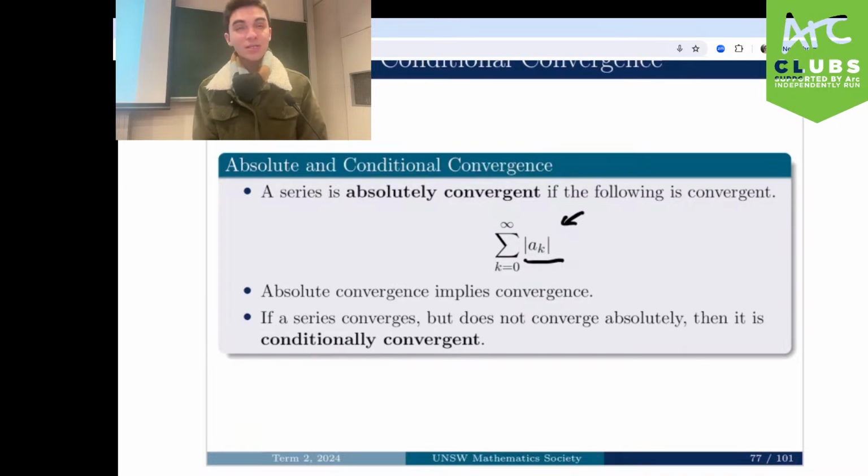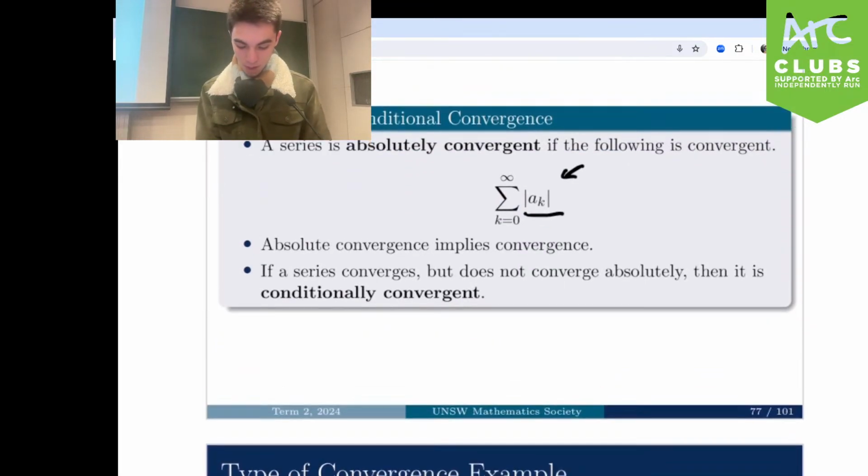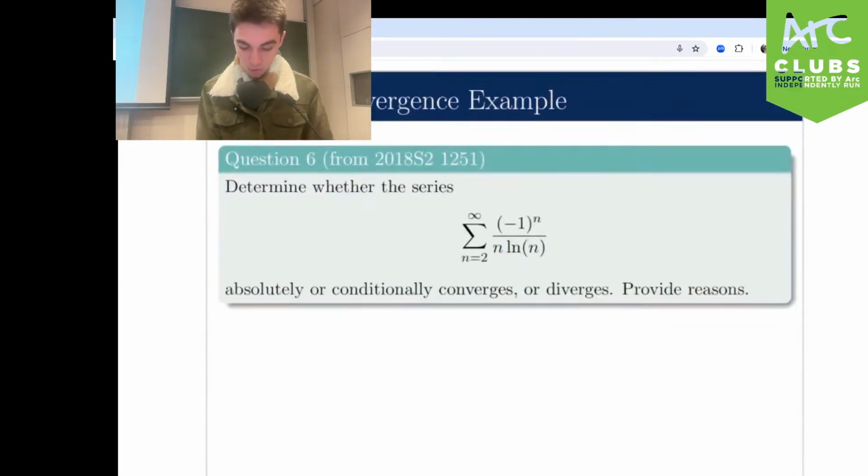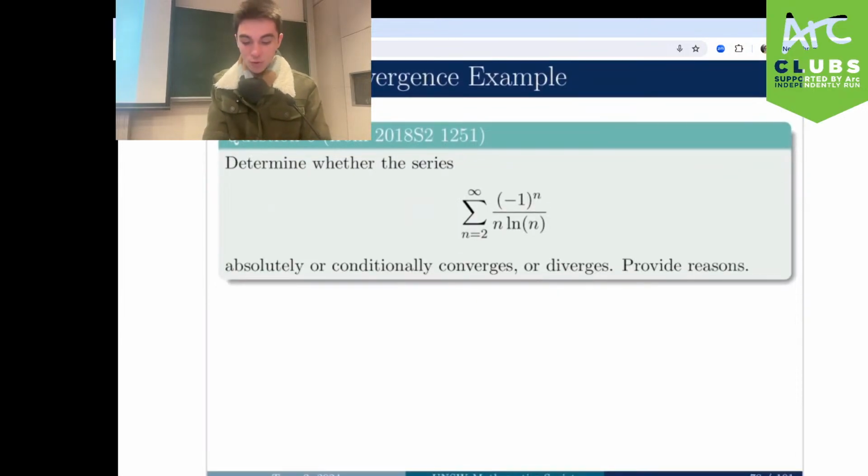If there are series that converge on their own, but when you apply this absolute value, they don't converge, this is what we call a conditionally convergent series. Okay, so moving on. We're going to apply this to a question.